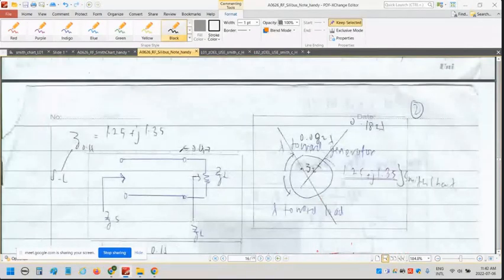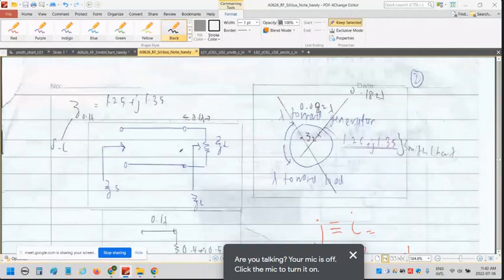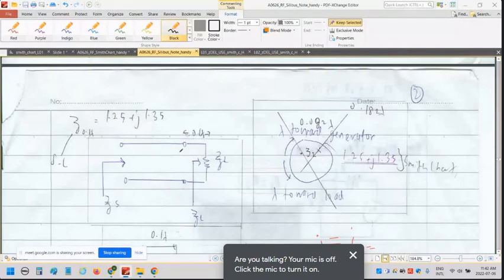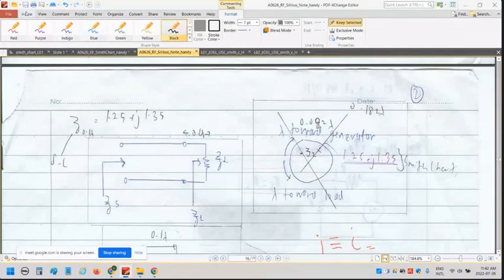Okay, this one involves the formula. I think it needs a lot of explanation. This one I think takes more than 1 hour.